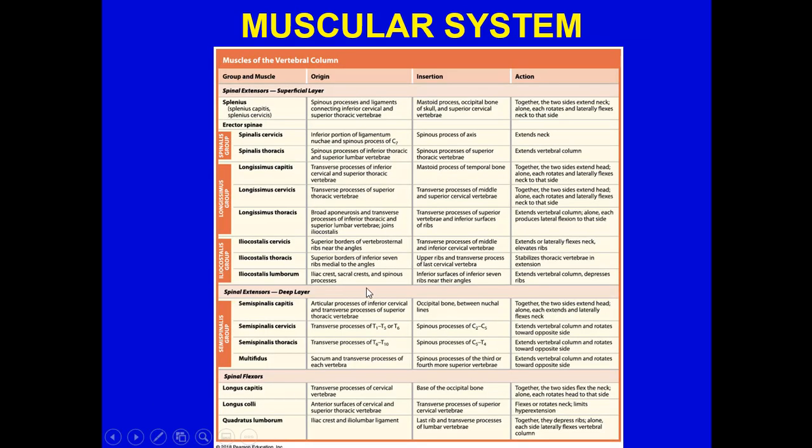This is something that, again, this is lots of information, and I don't expect you to know all the origins and insertions, okay? I would encourage you to try to review some of these, where they're located, and what is their action.